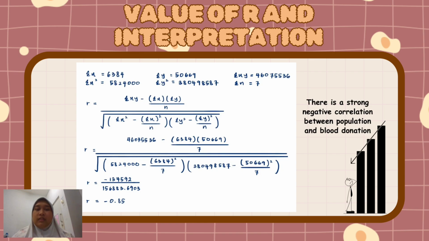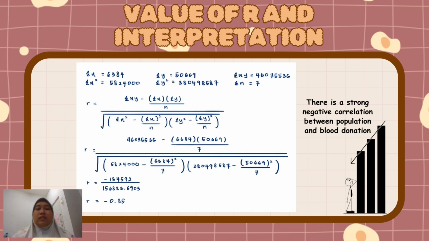Assalamualaikum and hello everyone. For this part of the presentation, I'll be explaining the value of r and how we interpret it based on the data given. So, we use the Pearson's product moment correlation coefficient formula, which measures the strength and direction of the linear relationship between two variables, which in this case are population and blood donation. After substituting all the values into the formula and calculating it step by step, we got r equals negative 0.85, which shows a strong negative correlation.